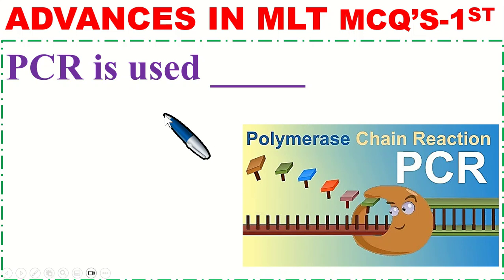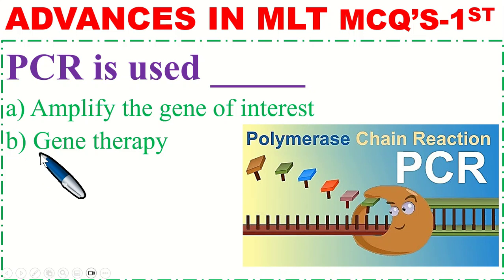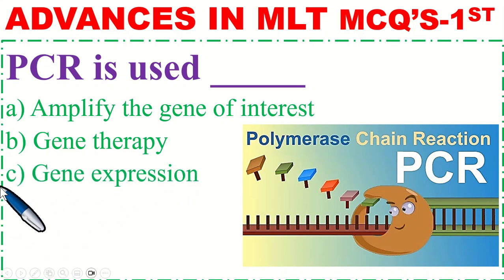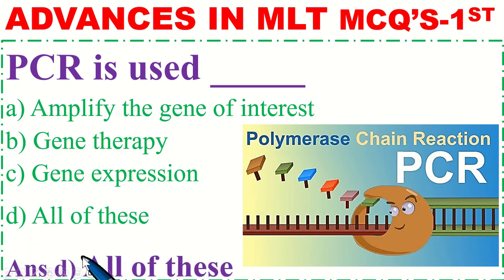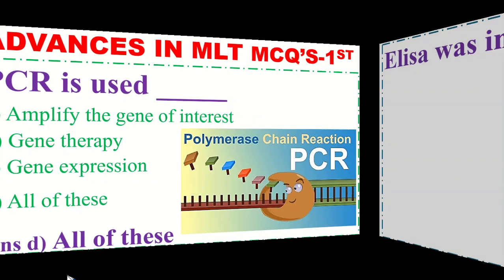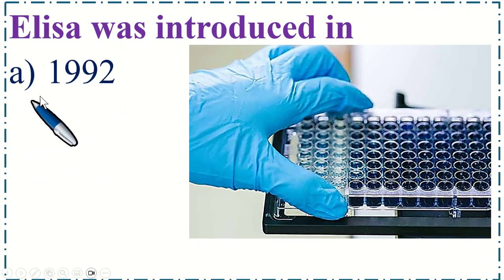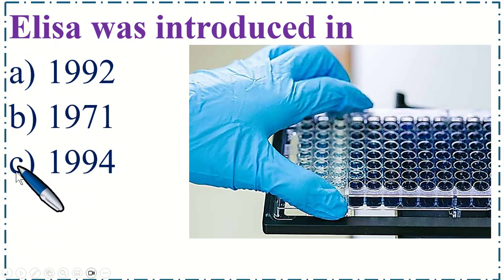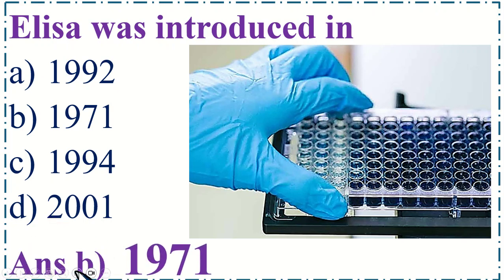PCR is used to dash. Option A, amplify the gene of interest; option B, gene therapy; C, gene expression; option D, all of these. Correct option is D, all of these. ELISA was introduced in dash. Option A, 1992; option B, 1971; option C, 1994; and option D, 2001. Correct option is B, 1971.